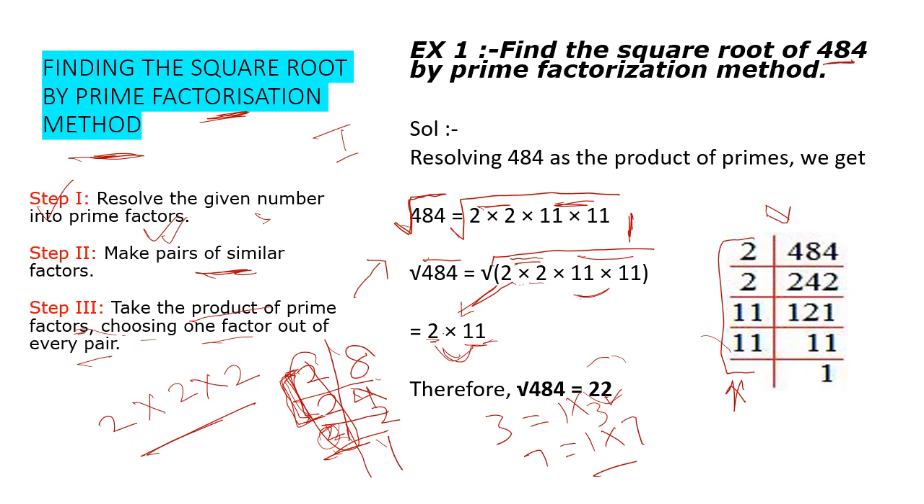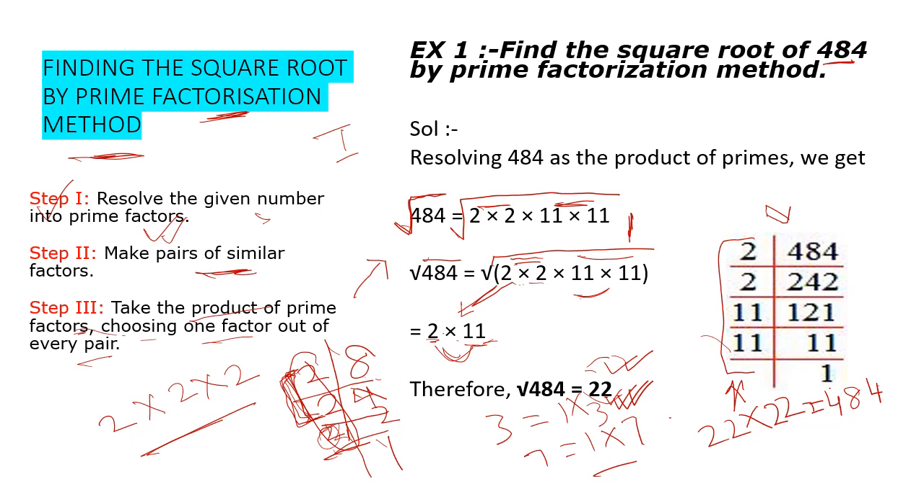So what is the square root of the given number here? The square root of this number is equal to 22. 2 into 11 is 22. So what will the square root of 484 be, son? Here it is 22. You can check it also. If you multiply 22 into 22, it comes out equal to 484.